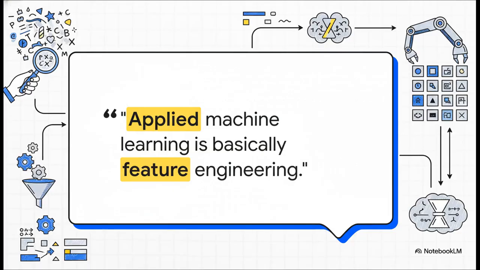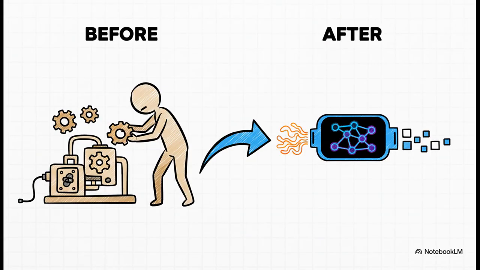The AI pioneer Andrew Ng really nailed the old way when he said, applied machine learning is basically feature engineering. And what he meant was that so much of the work was this tedious manual labor of picking out the right features for the machine to pay attention to. It was a huge, slow bottleneck. Deep learning completely changed the game. Because it gets rid of most of that manual work, it allows these models to learn the important patterns all on their own, directly from the raw text.